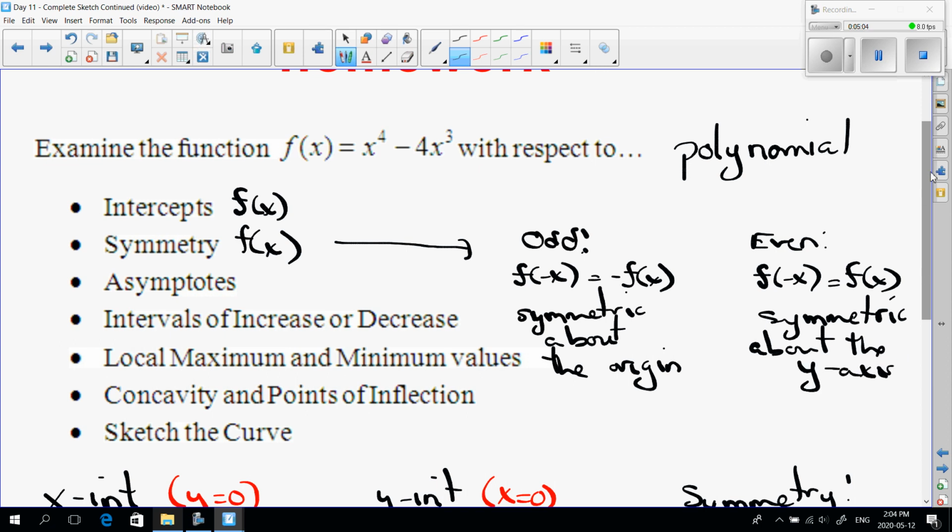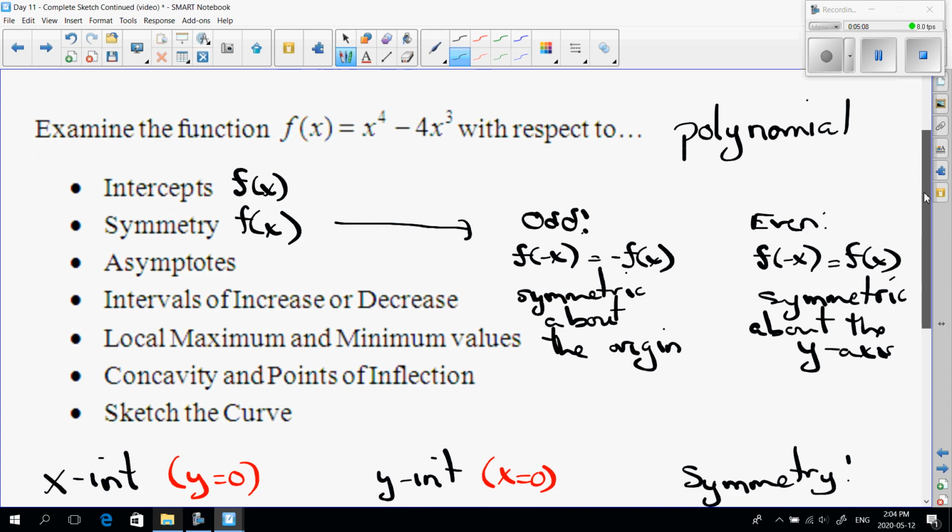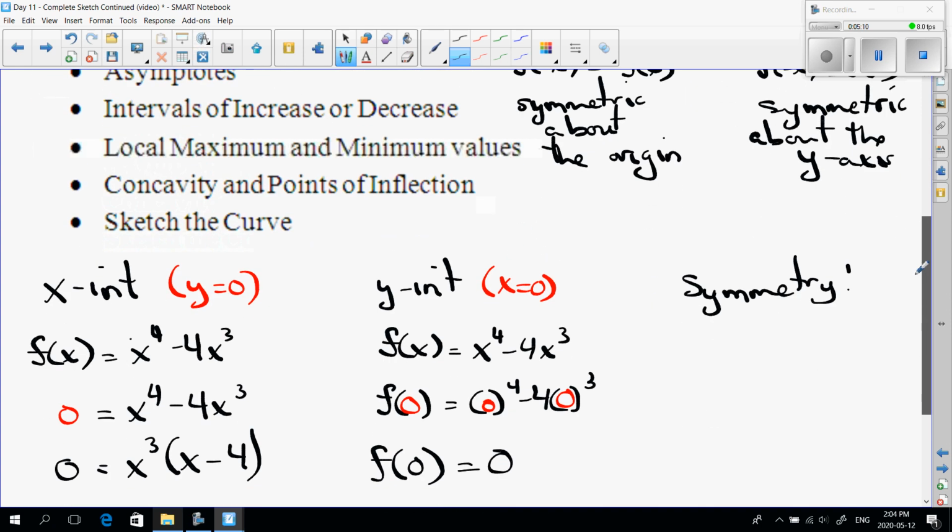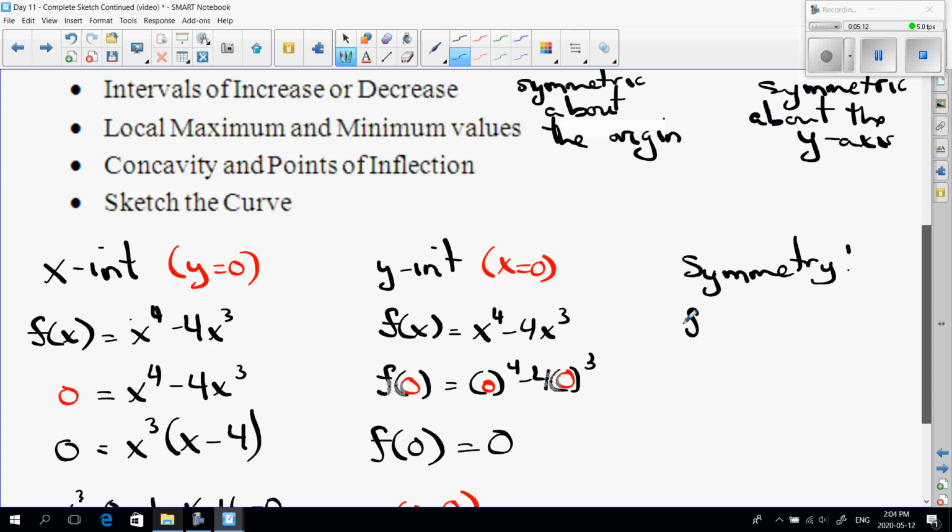And you can look at your notes on symmetry in the Teams page for a better explanation of that. But here we'll do the test. So what I'm going to do is take the f of x function, and replace all the x's with a negative x. Maybe I'll do that in red.